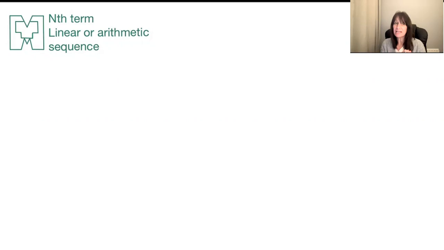The first thing I really want to say is, whilst there are two different ways to describe this sequence, it is the same thing. Sometimes when we hear two completely different words, we think that it must be two completely different topics. It's not at all. Linear and arithmetic is the same thing. What does it mean? It means a pattern, a sequence that goes up by the same value each time.